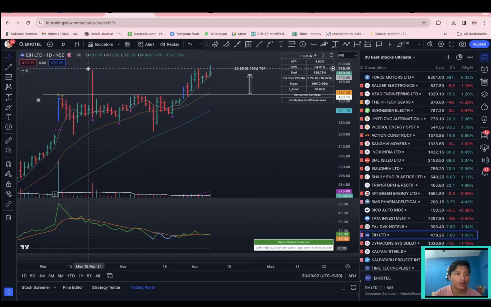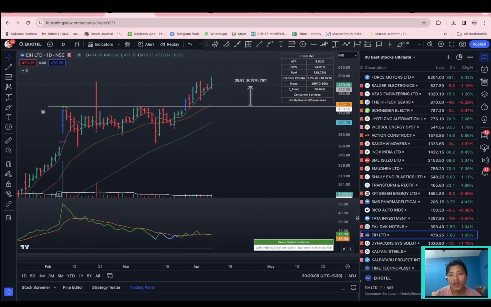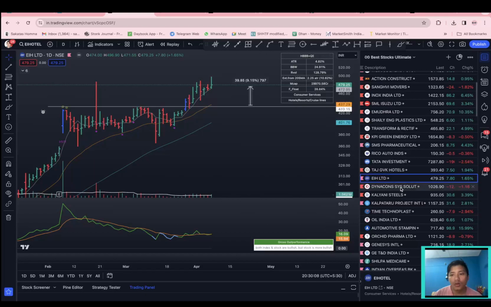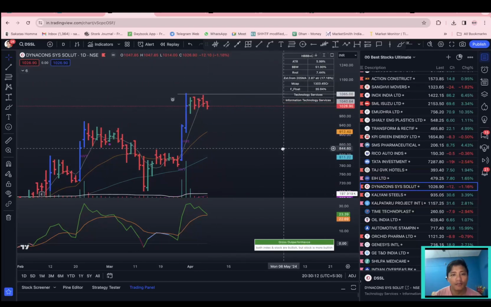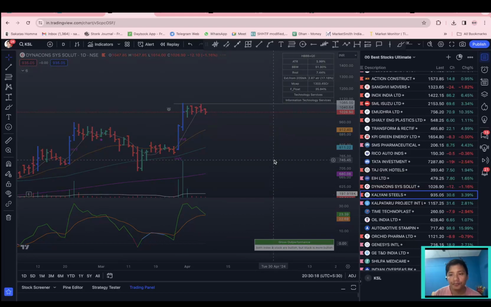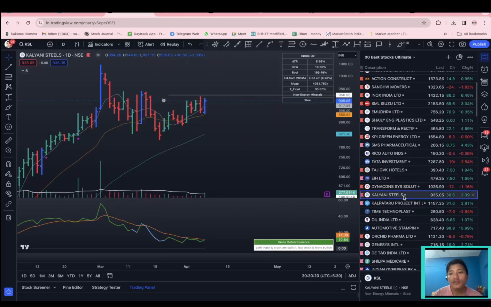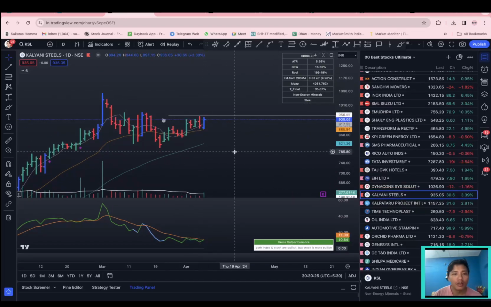So EIH, we had an entry here, but it still sort of went out. And so EIH, there is no entry. DSSL is a very nice high probability tight area for swing trade, right? And as you find these names, for example, Kalyani Steel is again another very high probability name, 1, 2, 3, 4, 5 days of tightness.